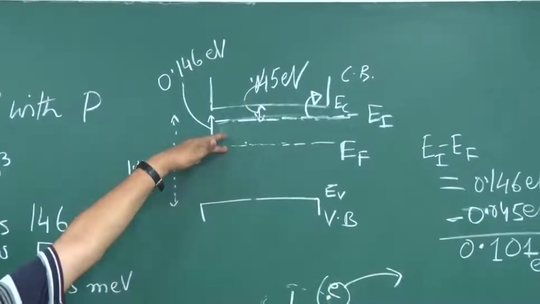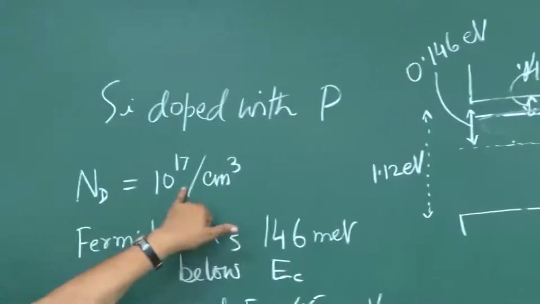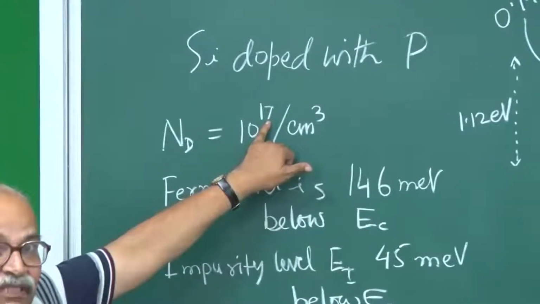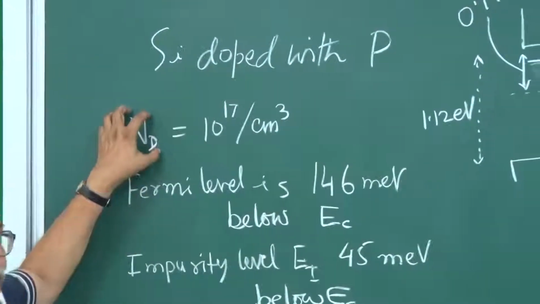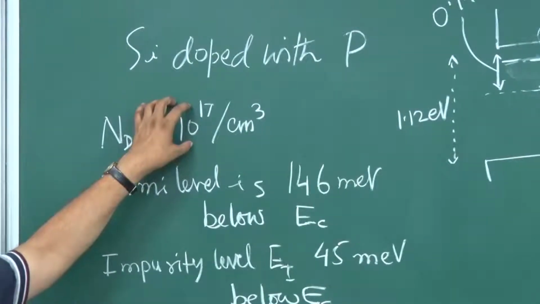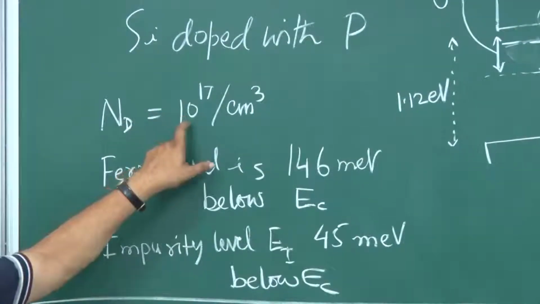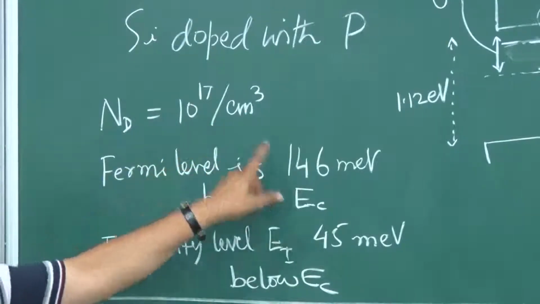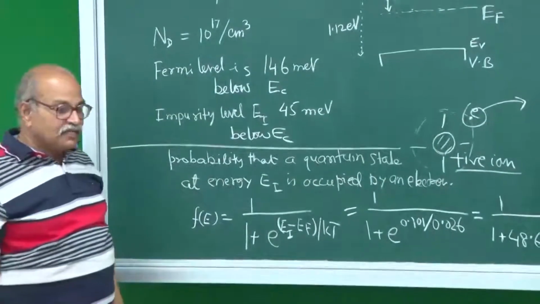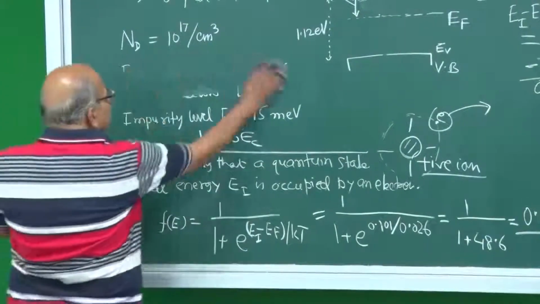But how many quantum states are there? The number of quantum states is 2 into 10 to the power 17, because of spin up and spin down. You have these many donor ions, but an electron with spin up is a different quantum state, and an electron with spin down is a different quantum state. So the total number of quantum states is 2 into 10 to the power 17 per centimeter cube, and then you have this probability of each quantum state being filled. So multiply that, how many quantum states are occupied?